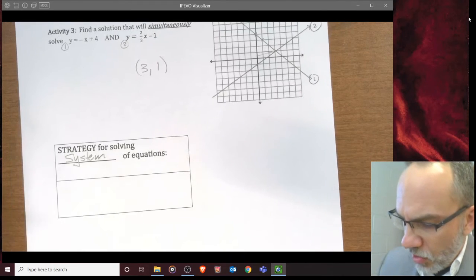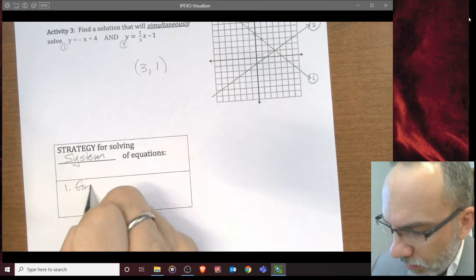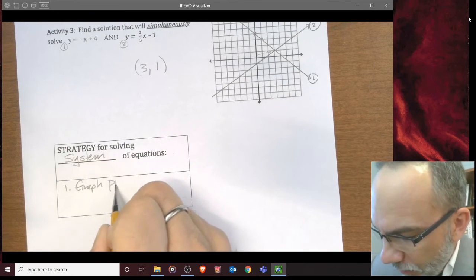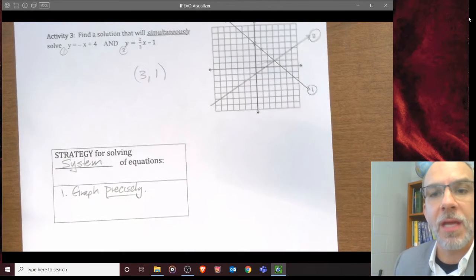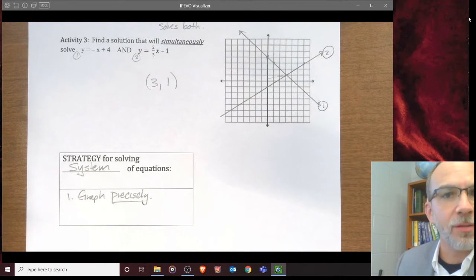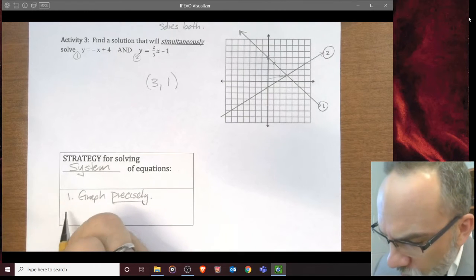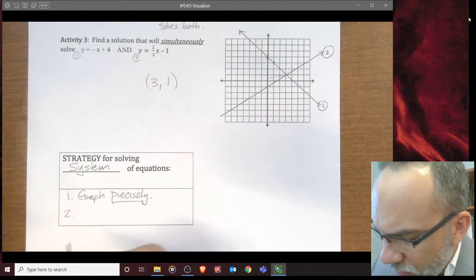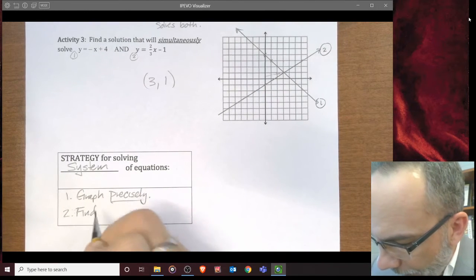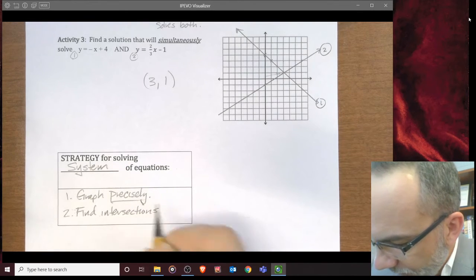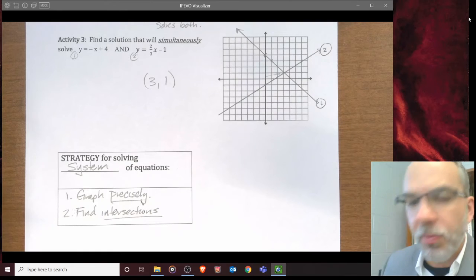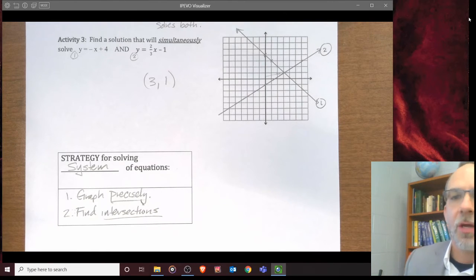What's the strategy? You're going to, number one, graph them precisely. Because if you're sloppy with it and you're off where they intersect, then you're going to get the wrong values. Okay? And number two, you're going to find the intersections. And those intersection points then are the solutions. So when two lines cross, there's only one possible intersection. So that's all we had right here.